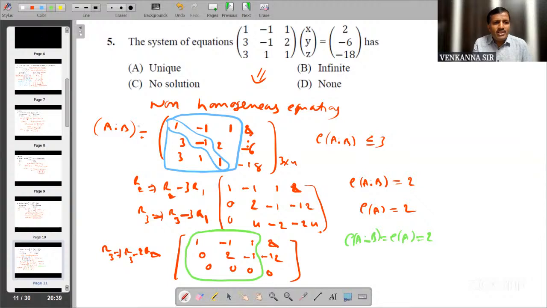So what is your answer? Both ranks are equal to 2, less than the number of unknowns. What is the answer you are going to write? Is it unique, infinite, no solution, or none of these?